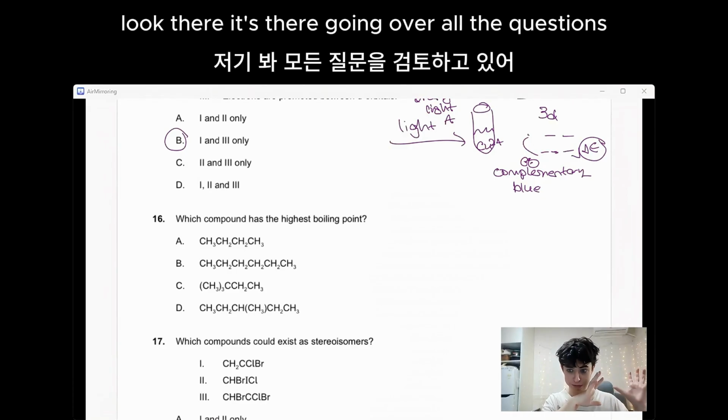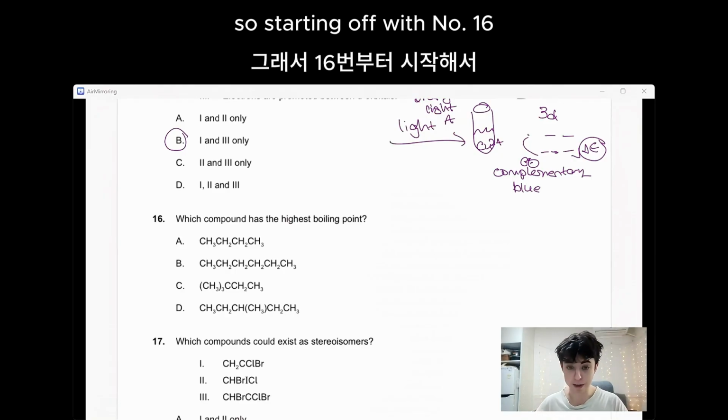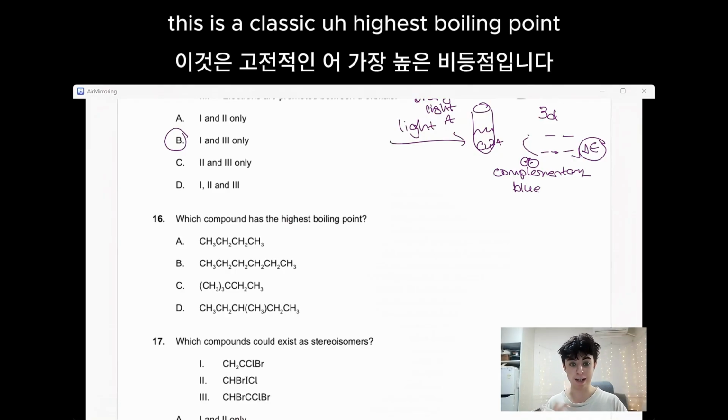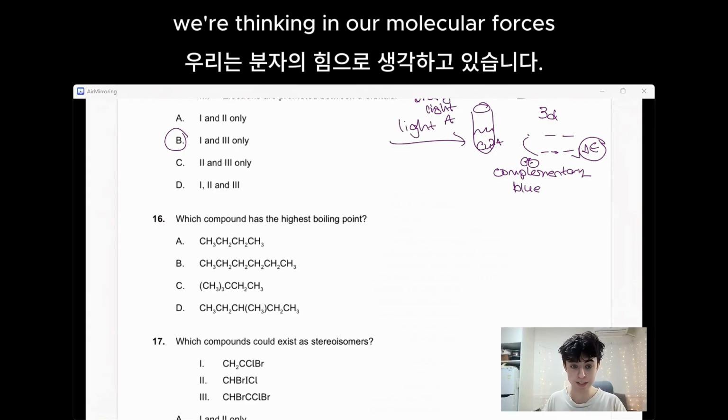It's there, going over all the questions. So this one's going to be questions number 16 through 20. Starting off with number 16, this is a classic highest boiling point. Anytime you see boiling point, we're thinking intermolecular forces.